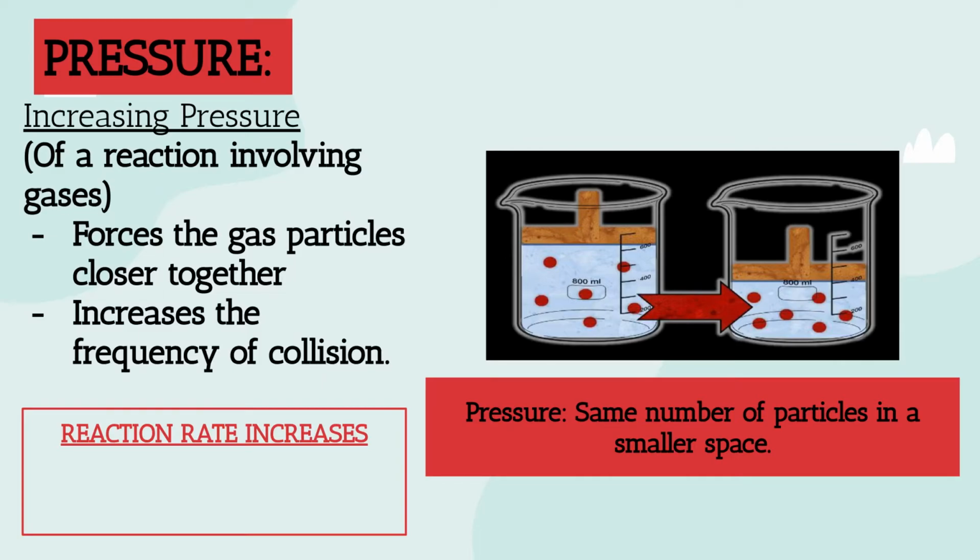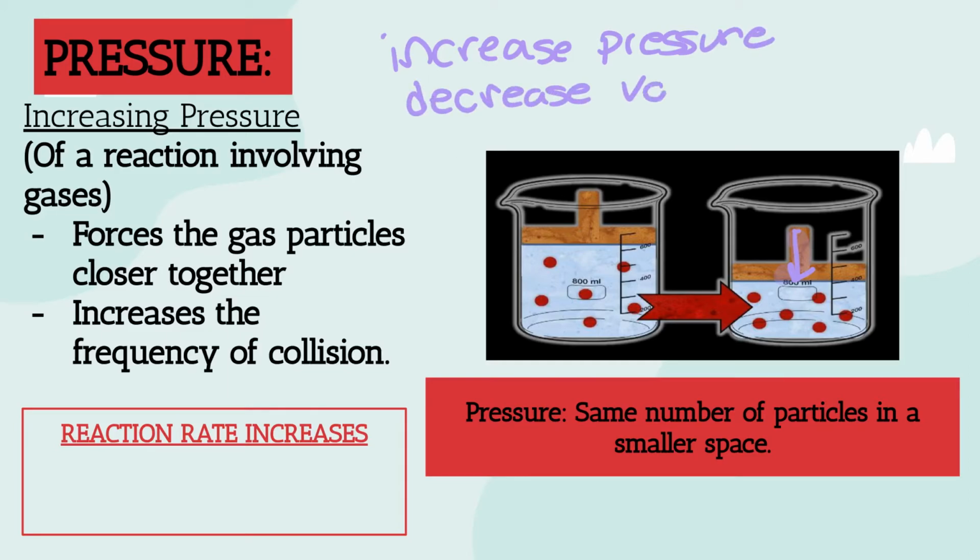So if we increase pressure, we're decreasing the volume. So increasing pressure, you decrease the volume. So you reduce the amount of space they have to react. And so by doing so, you're putting them closer together and you increase the frequency of the collision. So the pressure is the same number of particles, but in a much smaller space.